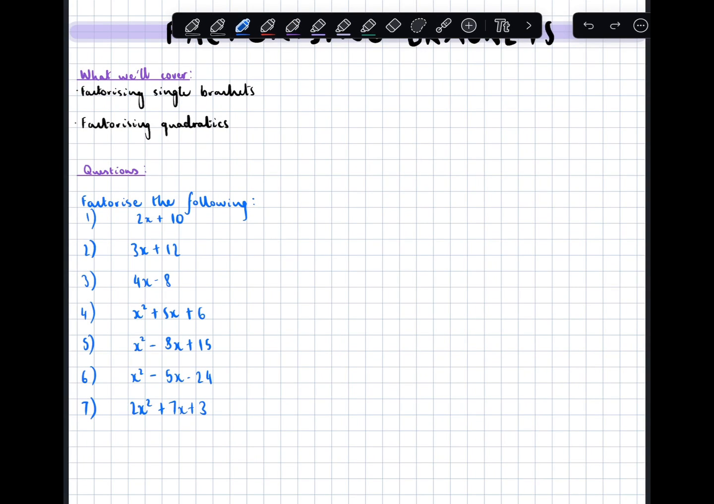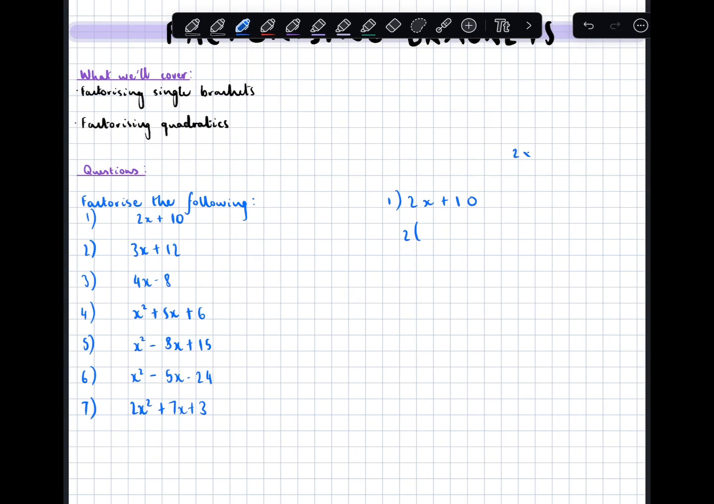We've got 2x plus 10. Now, the first thing that we should be looking for is what's common in both terms, or what number or term you could multiply by to get both parts of the expression. So if we have a look at this, we can see that the number 2 will go into both 2x as well as 10. So if we take that out, write that on the side, and then we put a bracket. So we're now looking for what do we multiply 2 by to give us 2x.